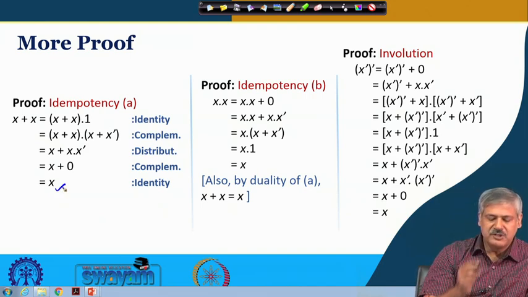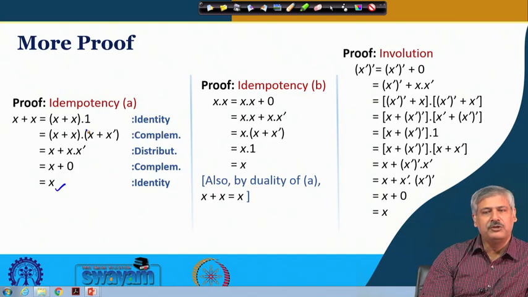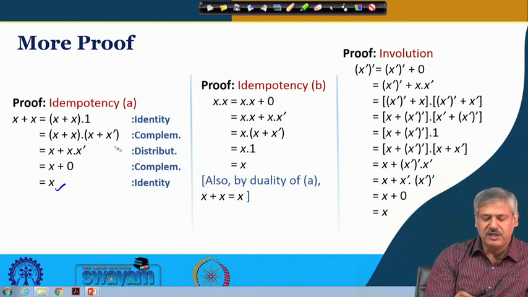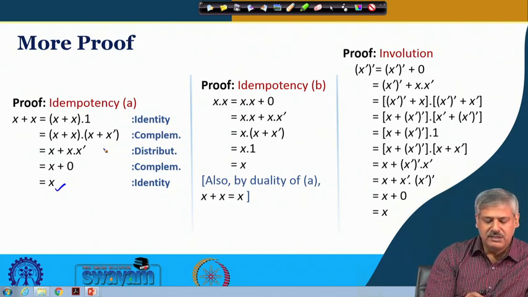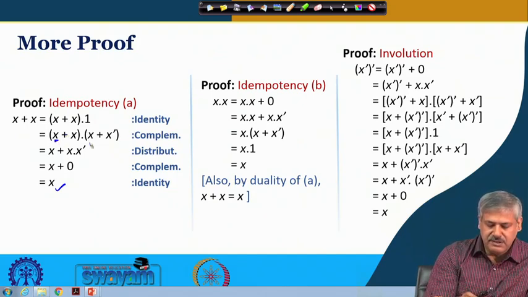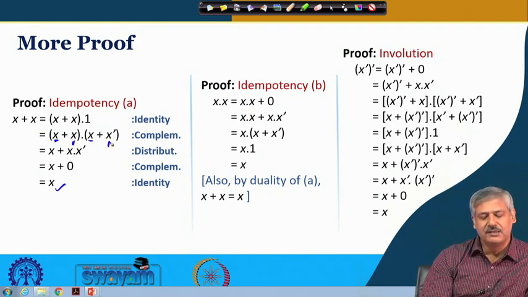So start with x plus x, you AND it with 1, so that is the identity postulate. Then 1 can be written as x plus x prime, complementarity postulate. And this is your x, this is your x, you can consider this as y, and this you can consider as z.